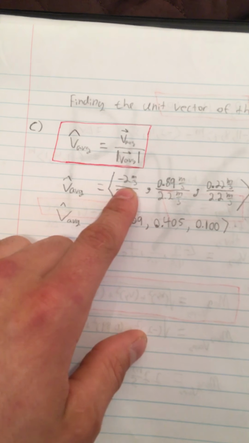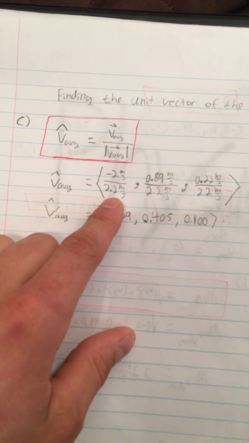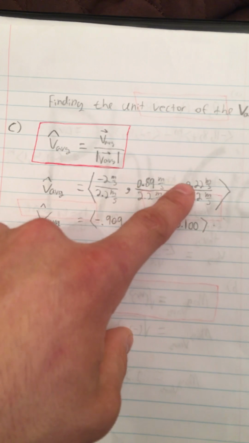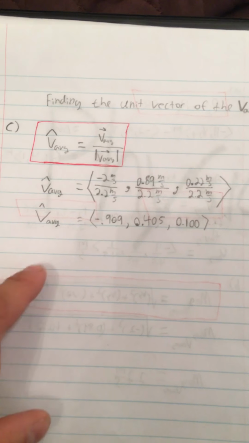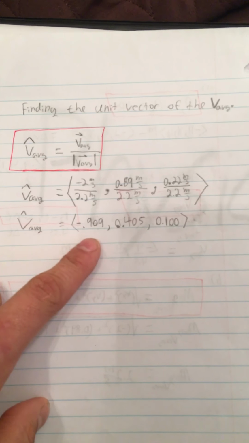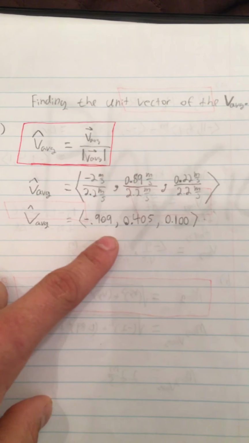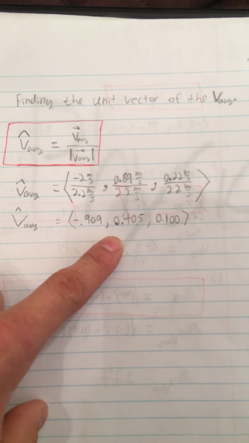So we have -2 meters per second divided by our magnitude, 2.2, and likewise, carrying on. So that our unit vector is going to be -0.909, 0.405, and 0.1.